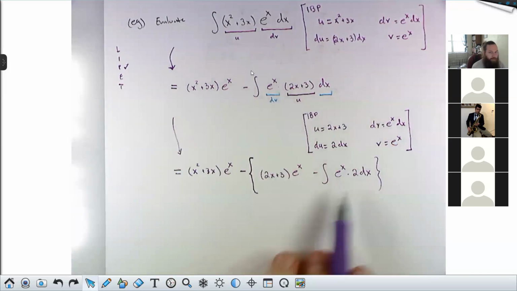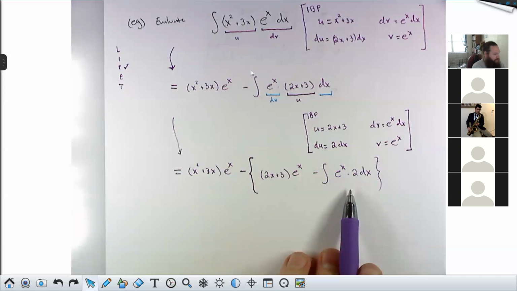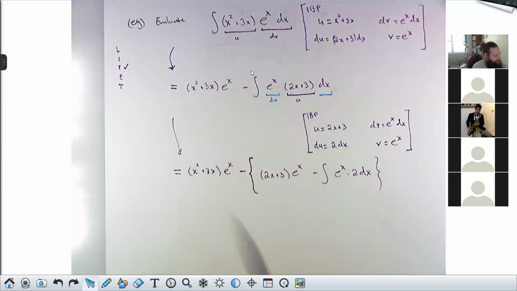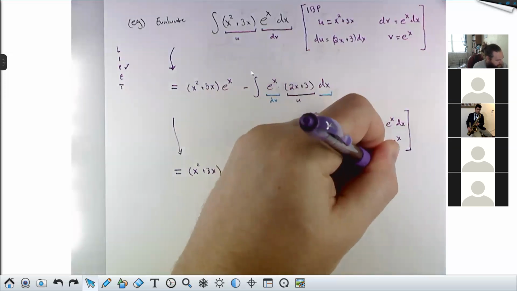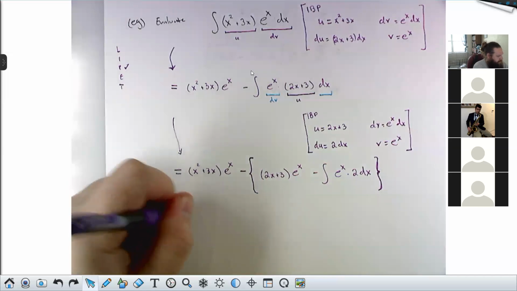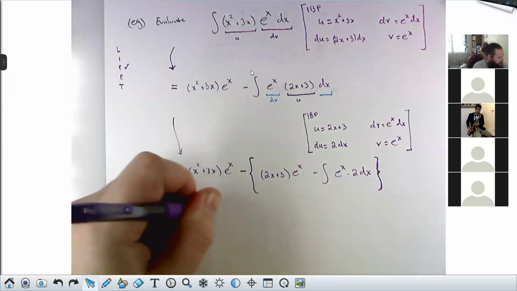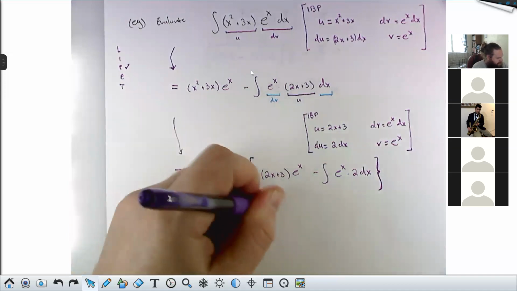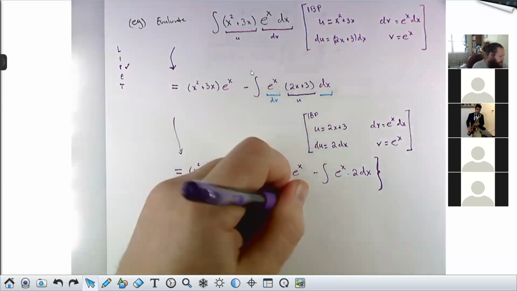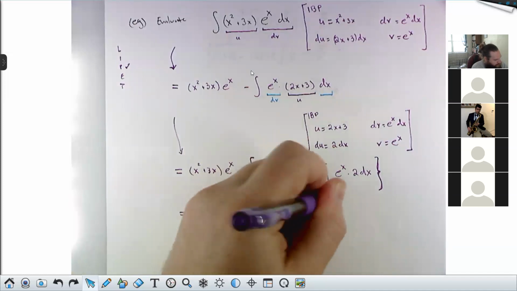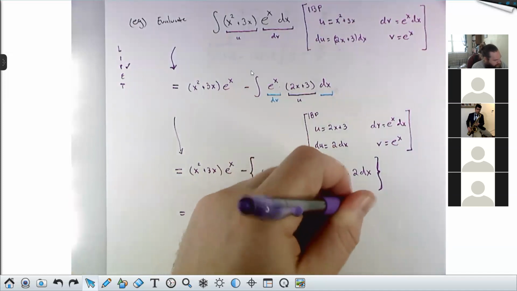You see what I mean? There's multiple terms here. And since we were subtracting this integral, we need to be subtracting this whole thing. Now we'll distribute the negative, evaluate the integral, and call it a day. So I get x squared plus 3x times e to the x minus 2x plus 3 times e to the x. And then minus here makes plus. I'll pop out the 2, integral of e to the x dx is what's left.